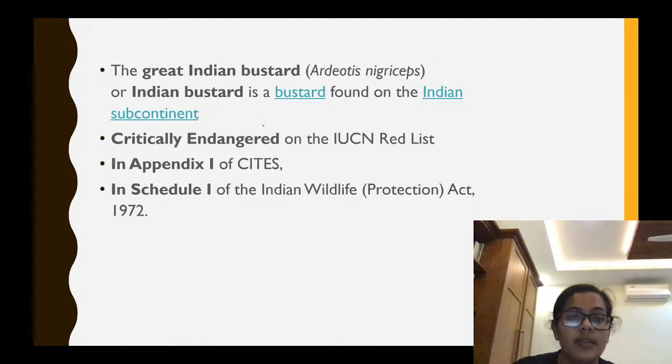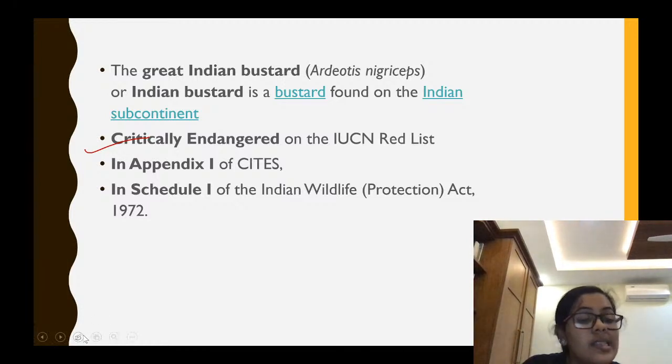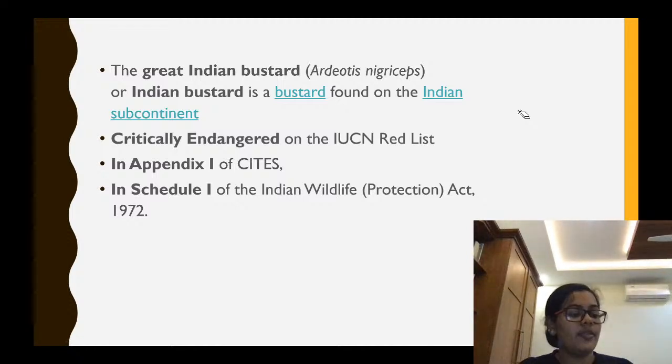What is the Indian great bustard? This is one of the birds found in the Indian subcontinent. It is in the critically endangered list of the IUCN Red List, Appendix 1 of CITES, and Schedule 1 of the Indian Wildlife Protection Act. This was an expected question. We discussed it. So don't miss the current affairs classes. It will be helpful for you.